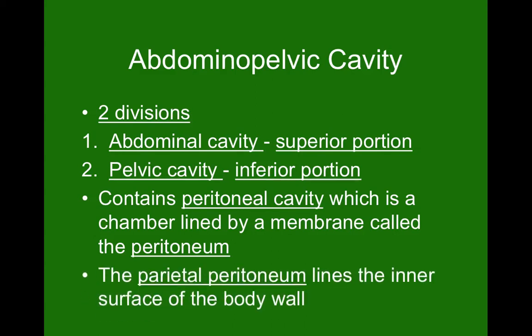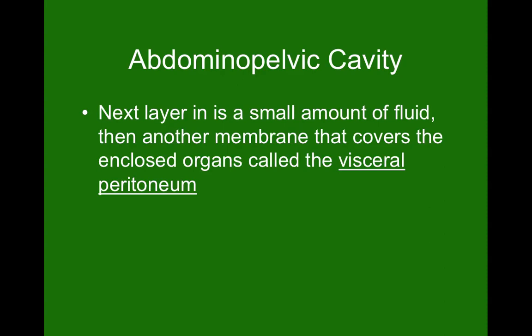The parietal peritoneum is what lines the inner surface of the body wall. As we would go deeper, then we would see that we have a small amount of fluid and then another membrane that's almost shrink wrapped on top of our organs, and that is called the visceral peritoneum.